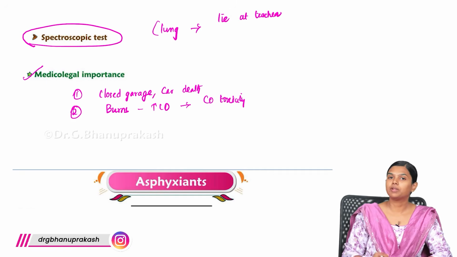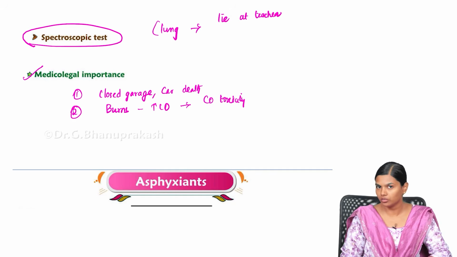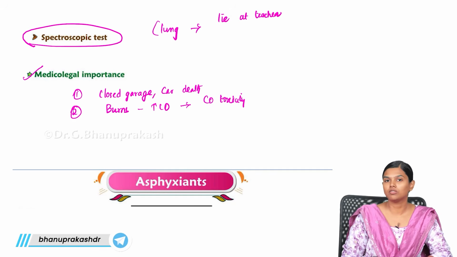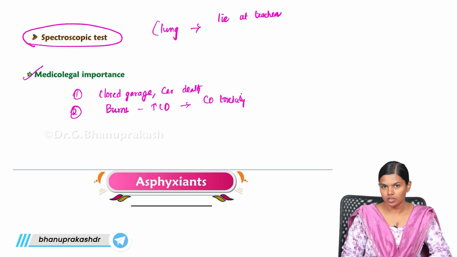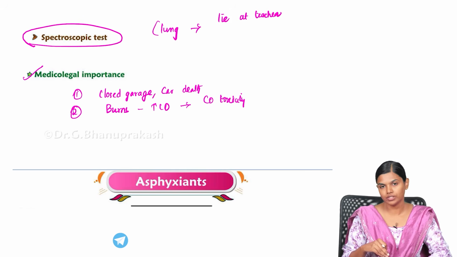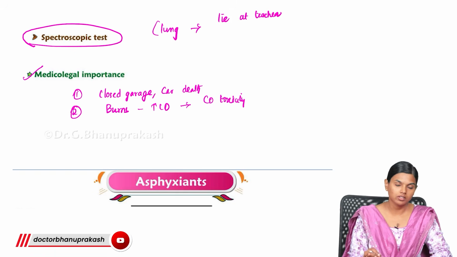So, in burns people may die of carbon monoxide toxicity. Instead of burn injury, they may have died of this carbon monoxide toxicity also. So, this is the medico-legal importance of carbon monoxide poisoning. Here you have to know how it affects the tissue, what the symptoms are, what the concentration of severity is, what the post-mortem appearances are, and what the medico-legal importance is. So, this is important in carbon monoxide.